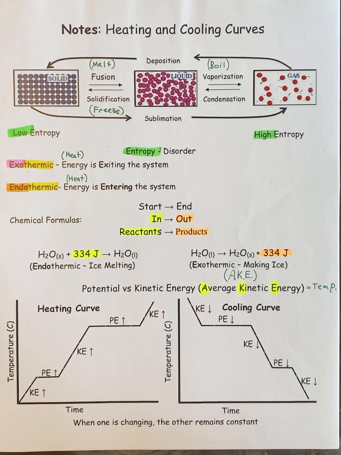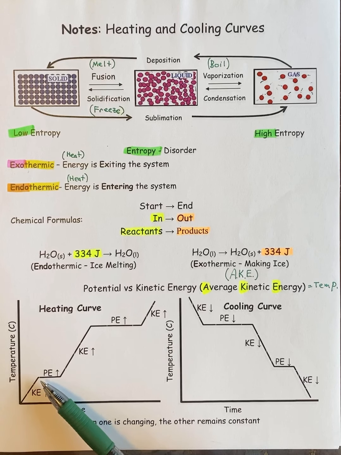And then the last thing we have to do before we draw our heating cooling curves is talk about kinetic and potential energies. So heating cooling curves look like this. They kind of look like steps going up and down. Don't worry about why they're different lengths. We'll get into why this platform is shorter than this platform a little bit later.